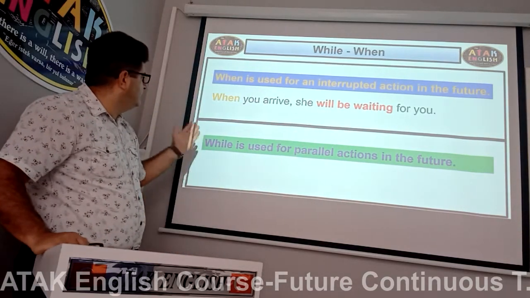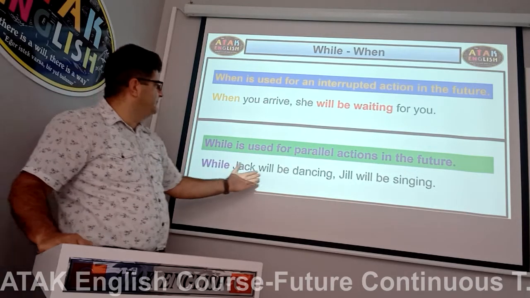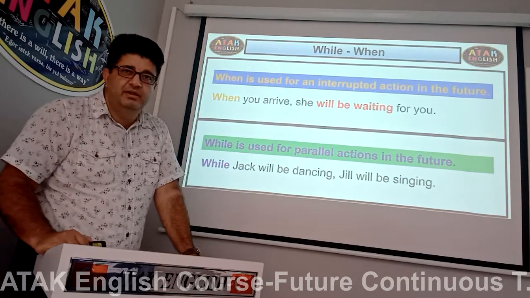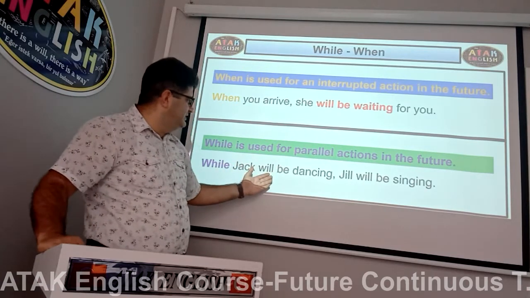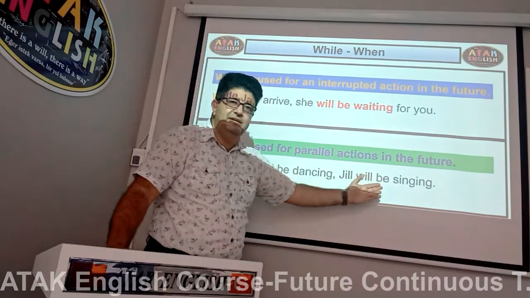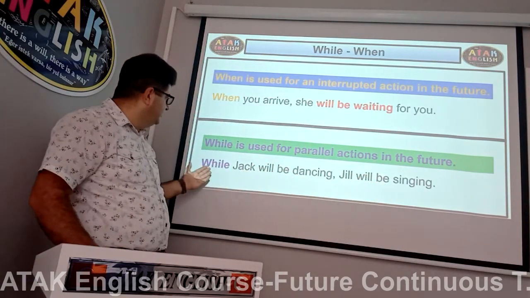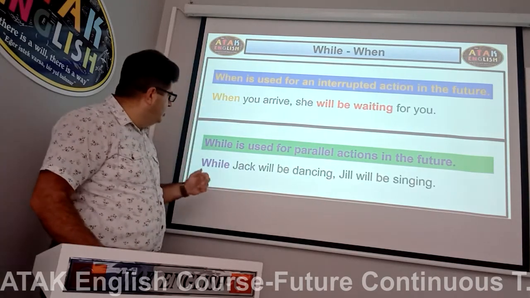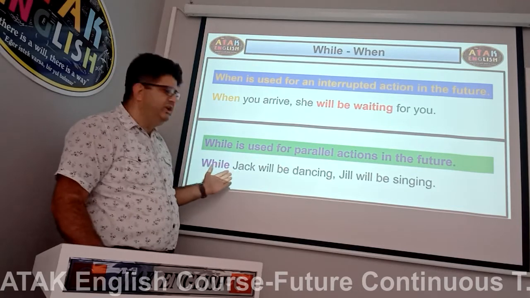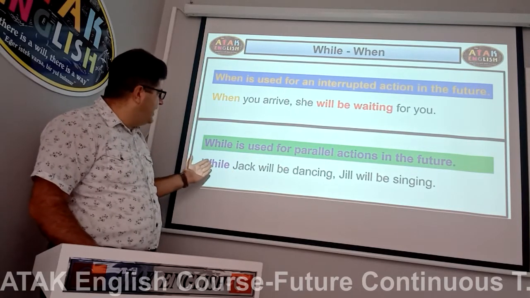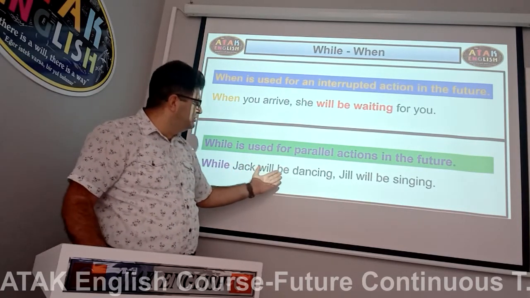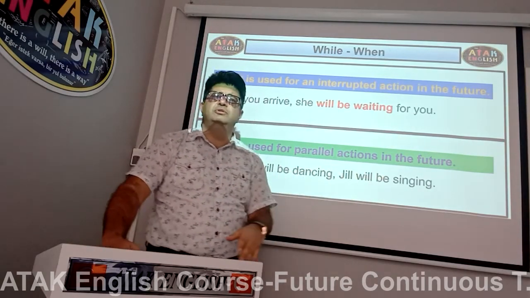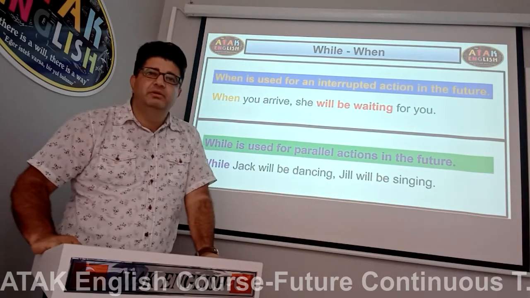What about while? While Jack will be dancing, Jill will be singing. 2 actions again here we see, dancing and singing, by 2 different people, Jack and Jill. So I can figure here that with while, future continuous tense, comma, future continuous tense can also be used.